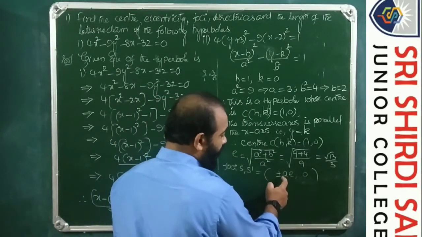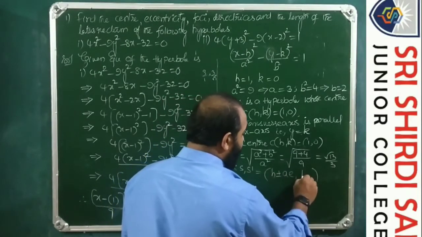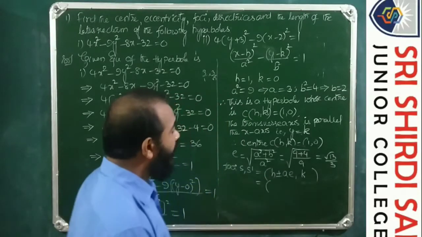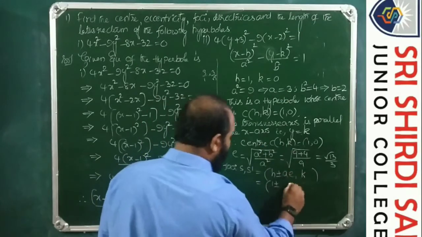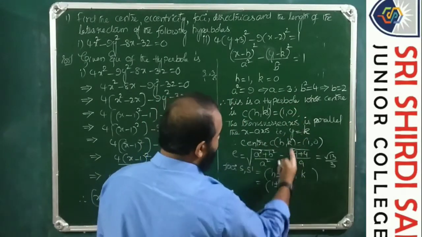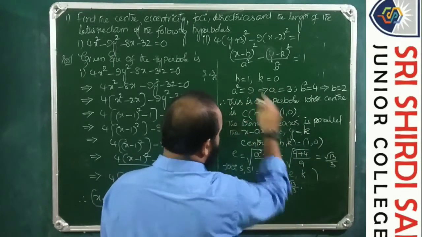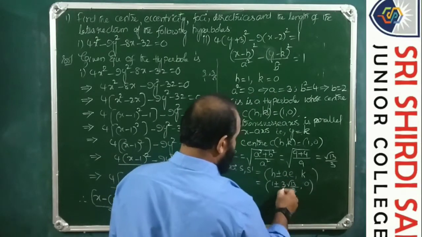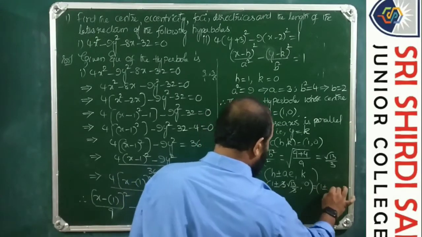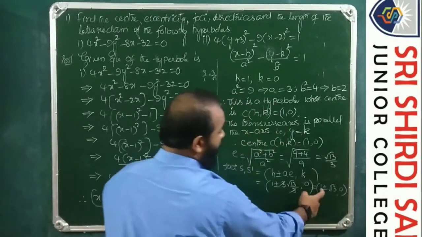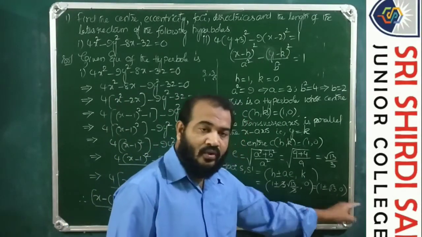So for this, plus or minus ae, with x coordinate h would be added. For this, k would be added. So this is equal to h value is 1, plus or minus a value is 3 into e value is root 13 by 3, comma k value is equal to 0. So 3 gets cancelled. So we get 1 plus or minus root 13 comma 0. 1 plus root 13 comma 0 is S. 1 minus root 13 comma 0 is S dash.